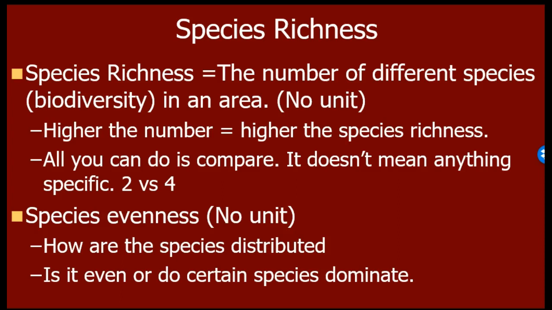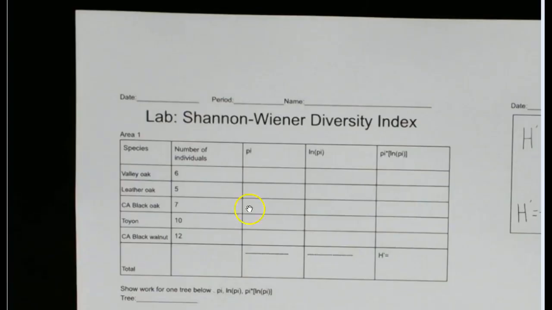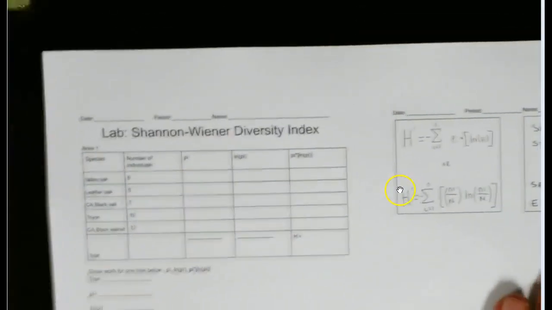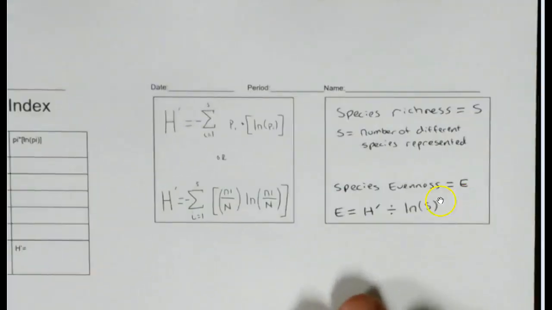So a couple things we're going to need are going to be species richness and species evenness and something called the Shannon index. So I'm going to be hopping back and forth between these couple of things here. These are the equations that we're going to need. Species richness is really easy. It's just the number of different species represented.